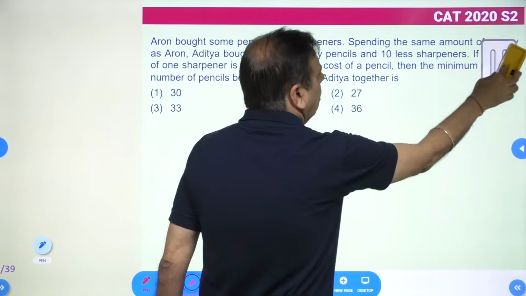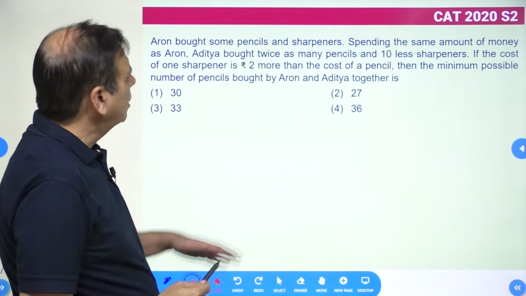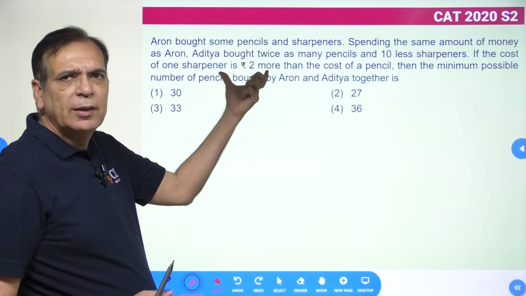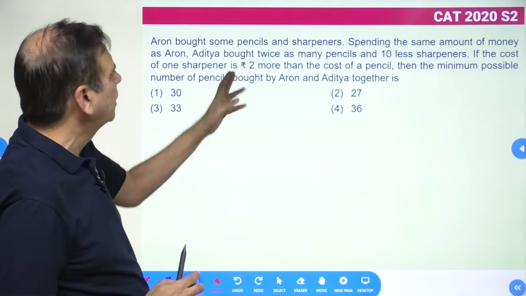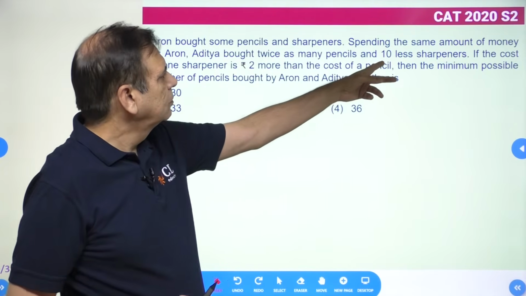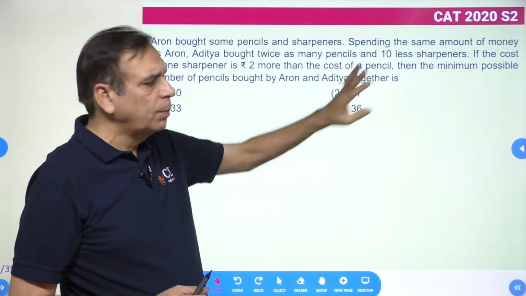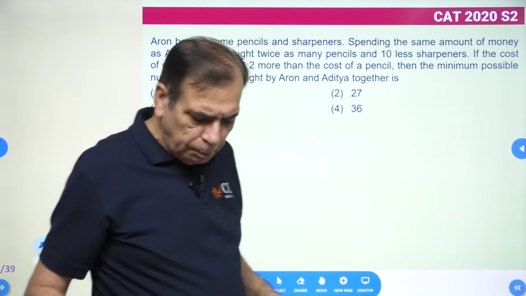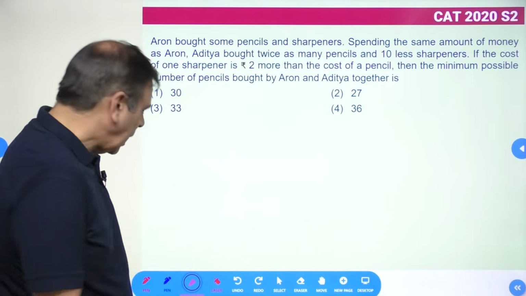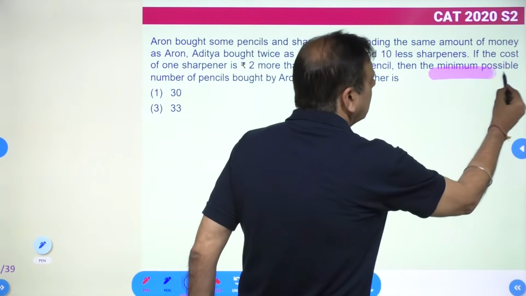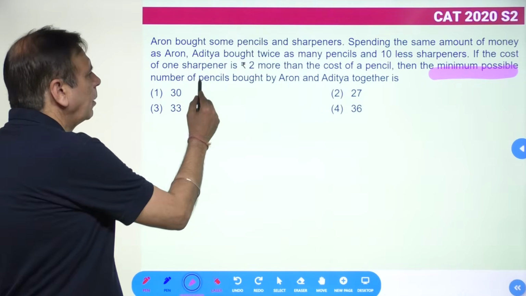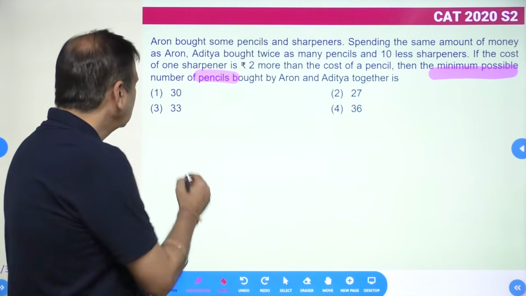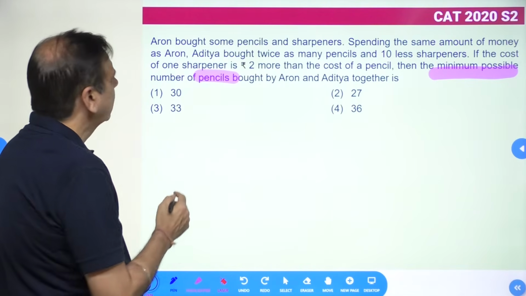Okay. Now, this is a question in which you find hardly any data is given. Only given is that the price of a sharpener is 2 rupees more than the pencil, and the number of sharpeners bought by the other person versus the first person. So very little data, and the question is asking the minimum possible number of pencils bought by both the people. Okay, let's see how to go about doing it.